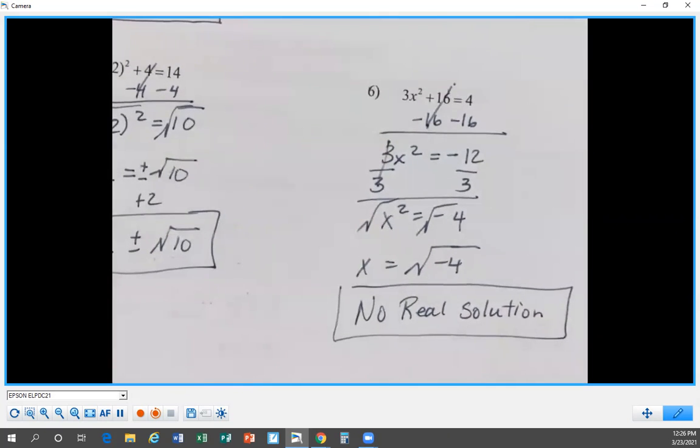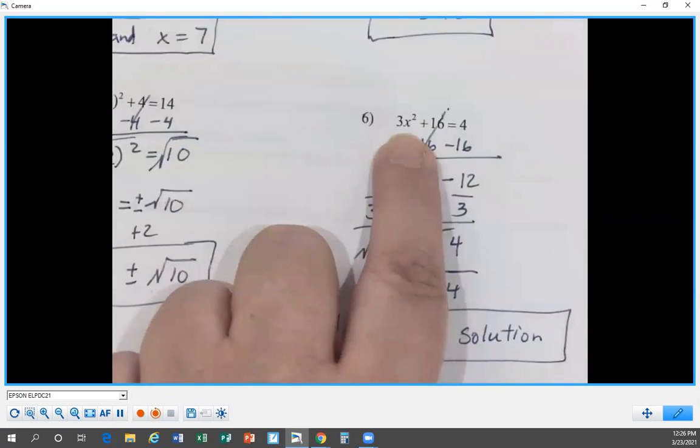Okay, so this is finding zeros of simple quadratics and also just solving quadratics using square roots.